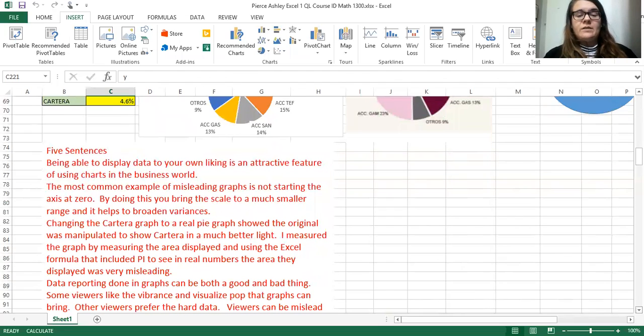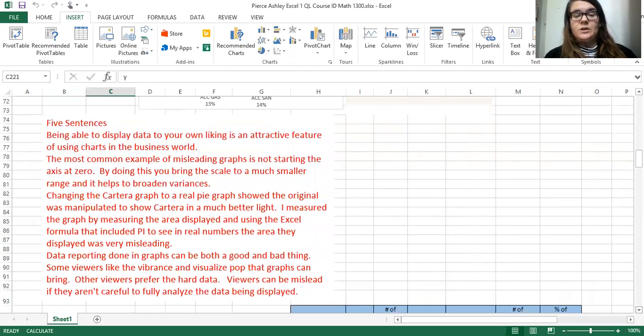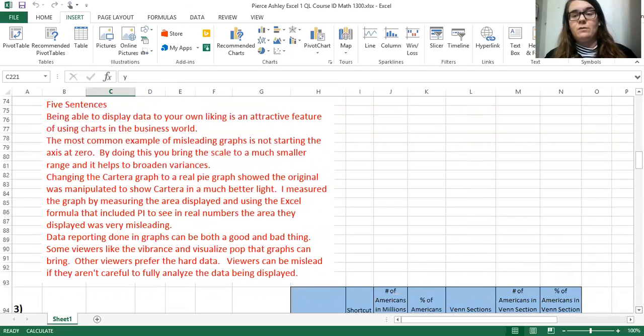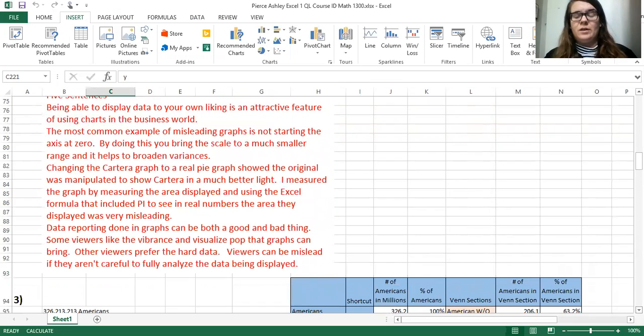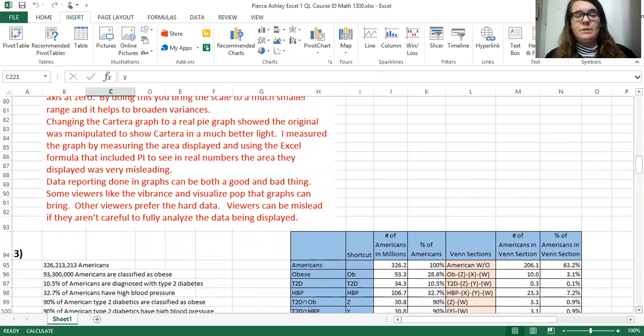Data reporting done in graphs can be both a good and a bad thing. I know a lot of businesses and companies use them to display their financials and their numbers to everyone. So it can obviously be a very positive thing, but people can also be misled in a negative light if they aren't careful and don't really see all the data and all the information.